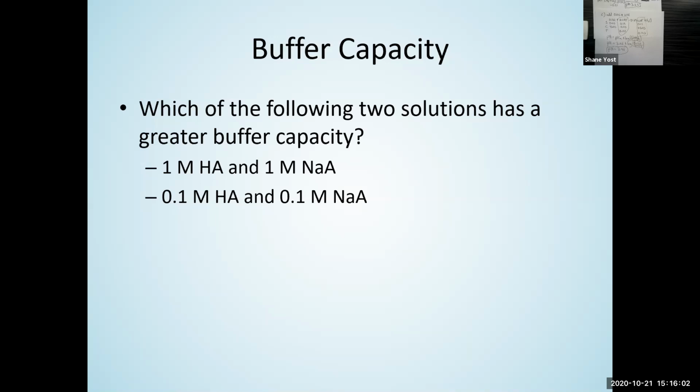The buffer capacity is how much strong acid or strong base that solution can absorb before the pH starts changing by a lot. And that's determined by just the total concentration of your conjugate acid with conjugate base. Okay.